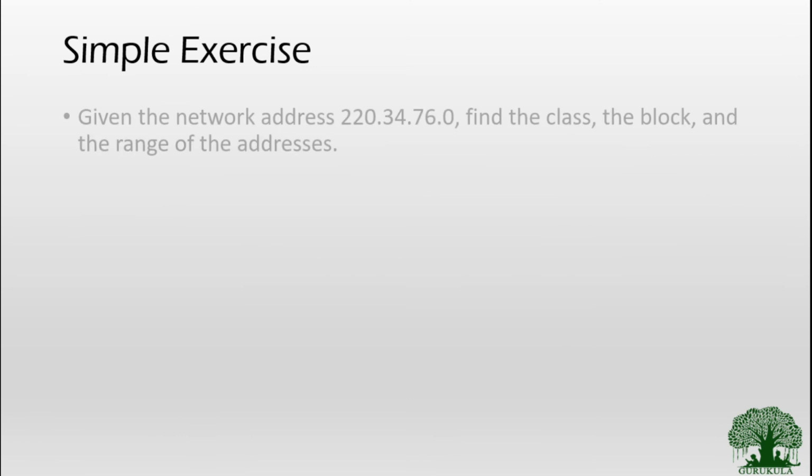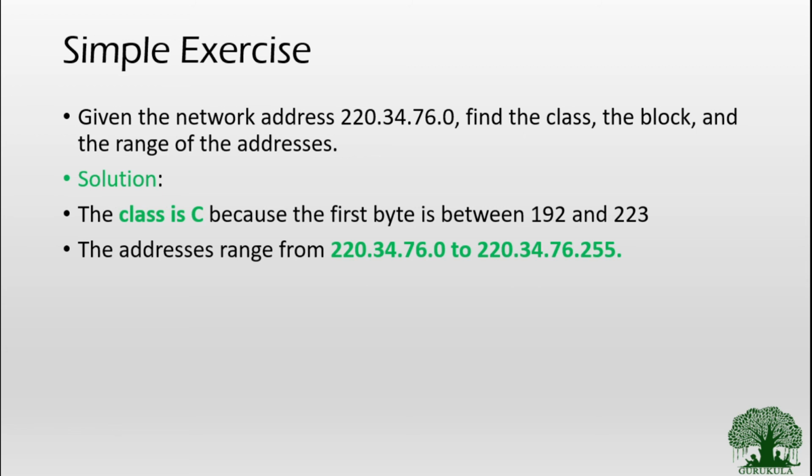Similarly, for another example, you can pause the video again here and try to find out what the network address will be. The given number is 220.34.76, so you can see that this belongs to class C. As far as class C is concerned, the first 3 bytes represent the network ID, so you need not change the 3 bytes. 220.34.76 has to be kept constant, and the last byte varies from 0 to 255. That will be the address range of this particular address block.